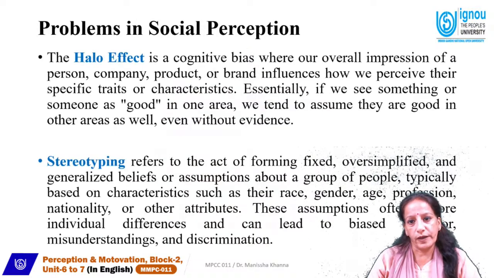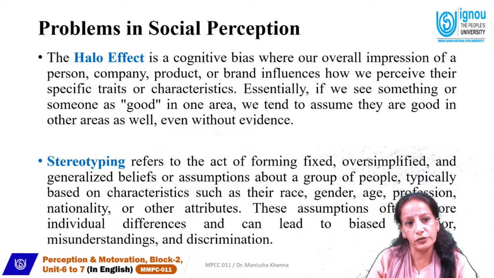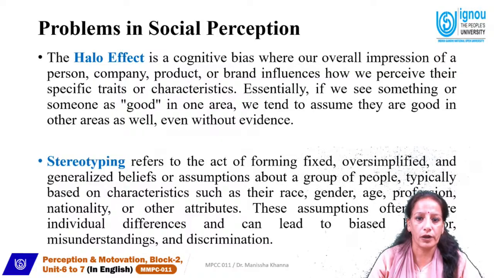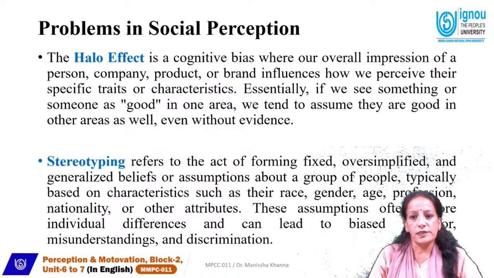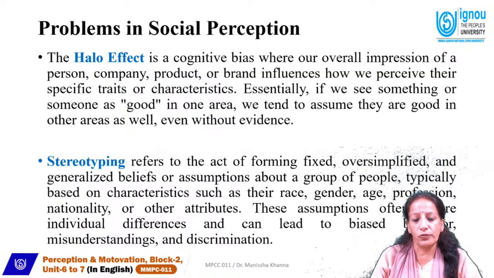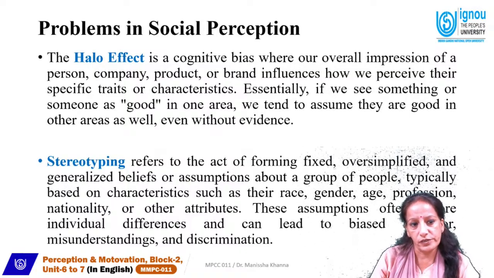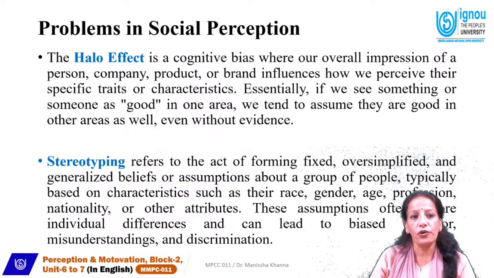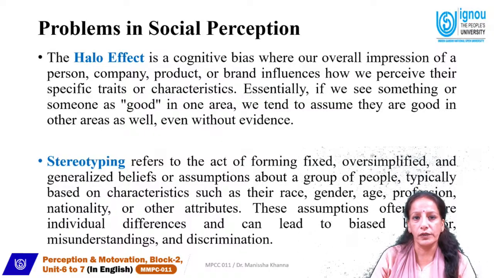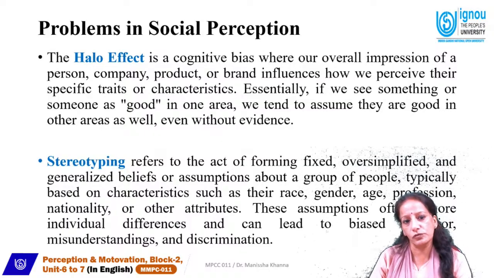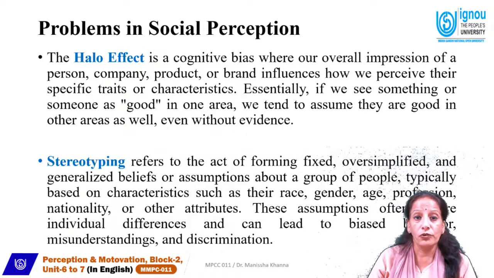Halo effect is a cognitive bias where our overall impression of a person or a company or a product or brand influences how we perceive their specific traits or characteristics. Essentially, if we see something or someone is good in one area, we tend to assume that they are good in other areas also, even without evidence. So halo effect is overall impression. When we see good things in one area, we always assume that the other things are also good, irrespective of knowing the truth. So this is the halo effect.